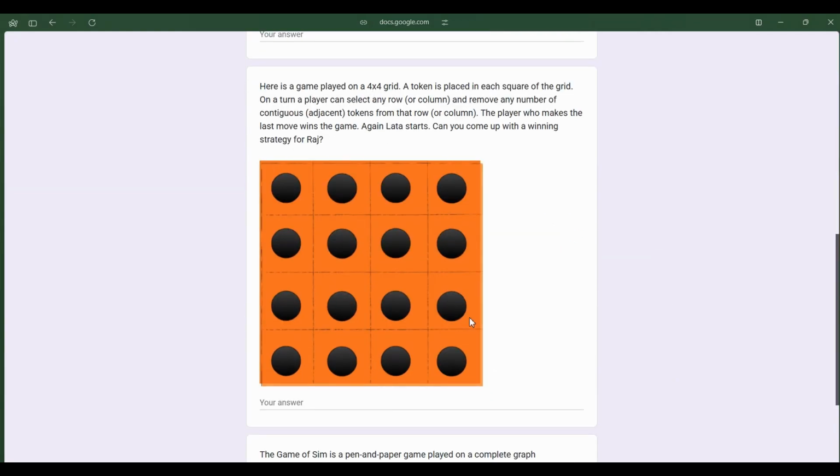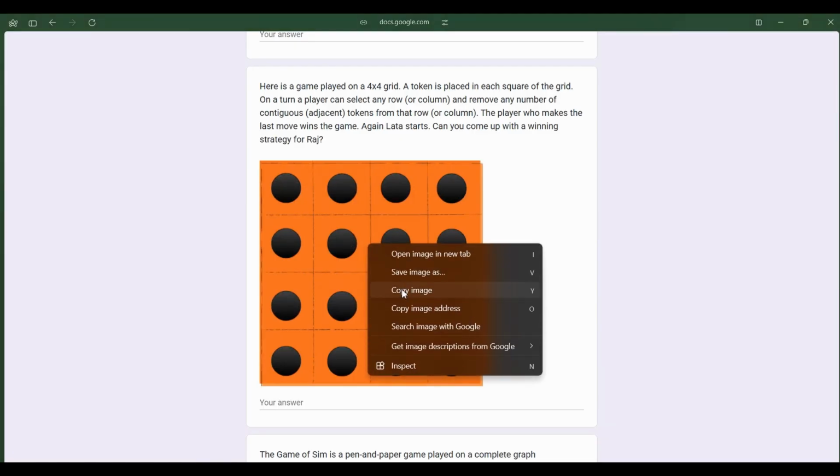Here we have a 4 by 4 grid with 16 tokens. Two players, Lata and Raj, are going to alternately take turns removing these tokens. They can either remove one or more adjacent tokens in a single row or a column in each of their turns. And the person who makes the last move wins the game.